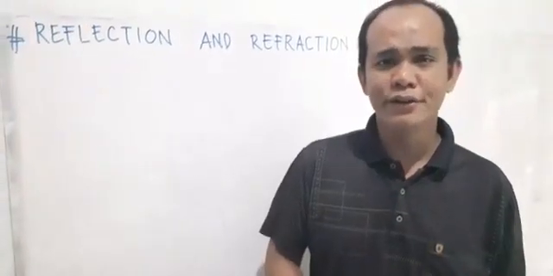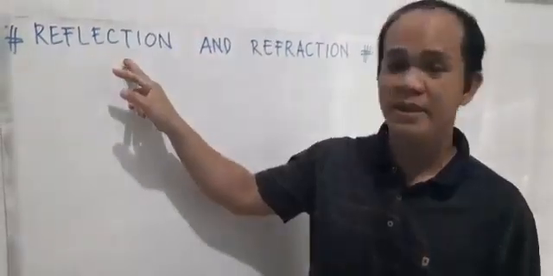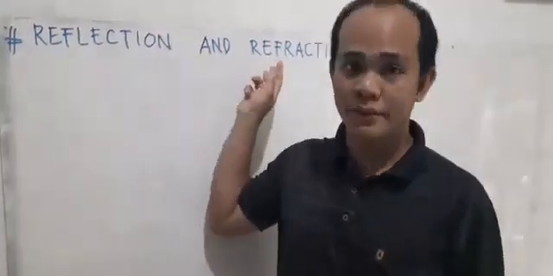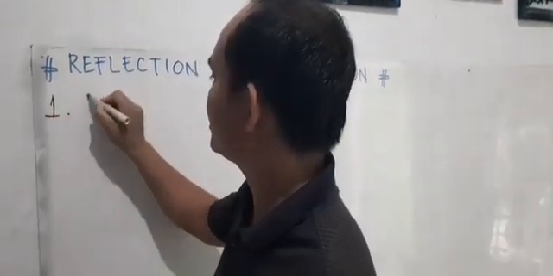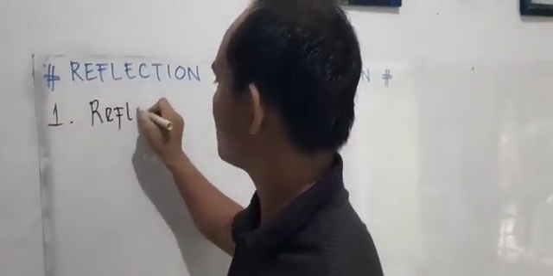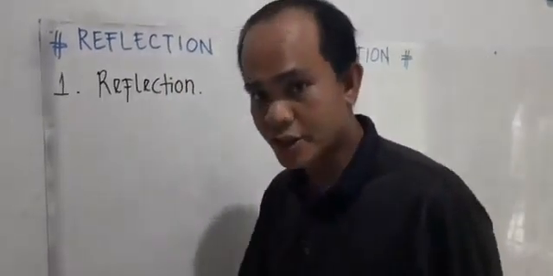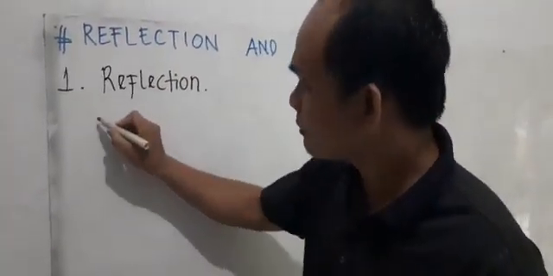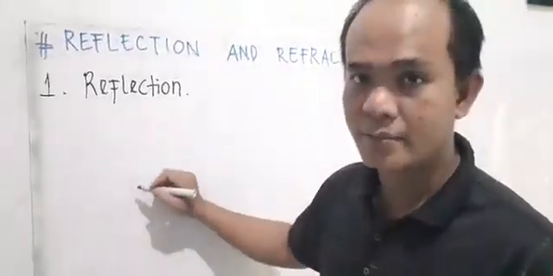Okay, now we are going to learn about reflection and refraction and the difference between reflection and refraction. The first that we are going to learn is reflection. Reflection means that all the light that comes to the surface of the area will be reflected back.